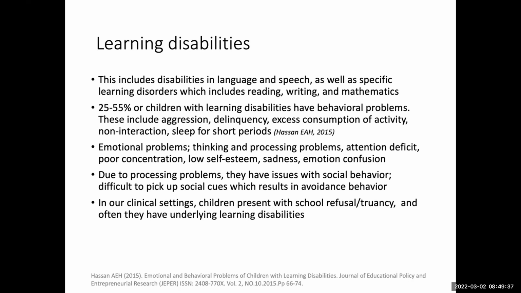They also have emotional problems, like thinking and processing problems. They have attention deficit, so they can sometimes exhibit ADHD symptoms as well. They have poor concentration, low self-esteem, sadness, emotion, confusion. And due to these processing problems, they usually have issues with social behavior. They find it difficult to pick up social cues, which results in avoidance behavior. So in our clinical settings, with this avoidance behavior, children usually present with school refusal or school truancy, and often they have these underlying learning disabilities.